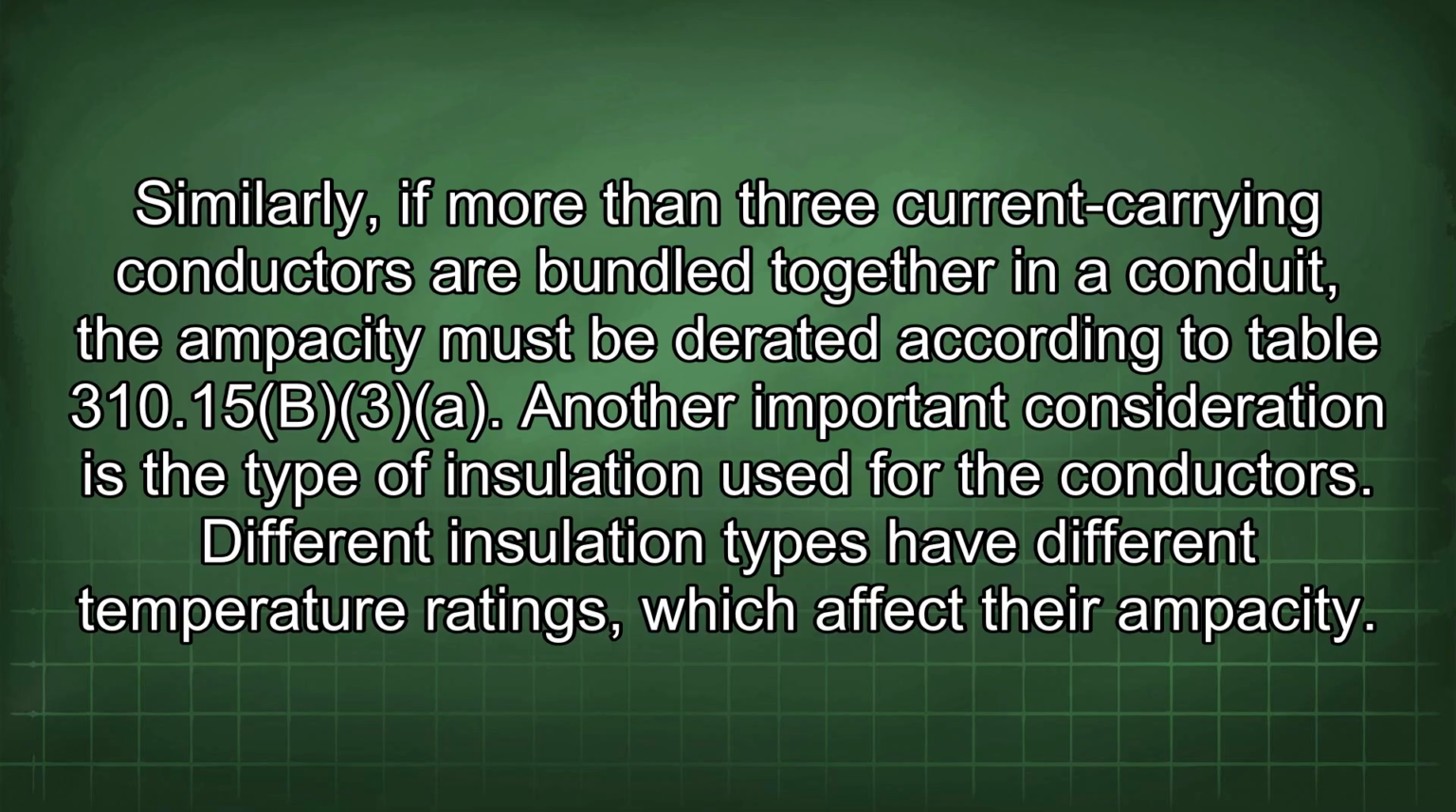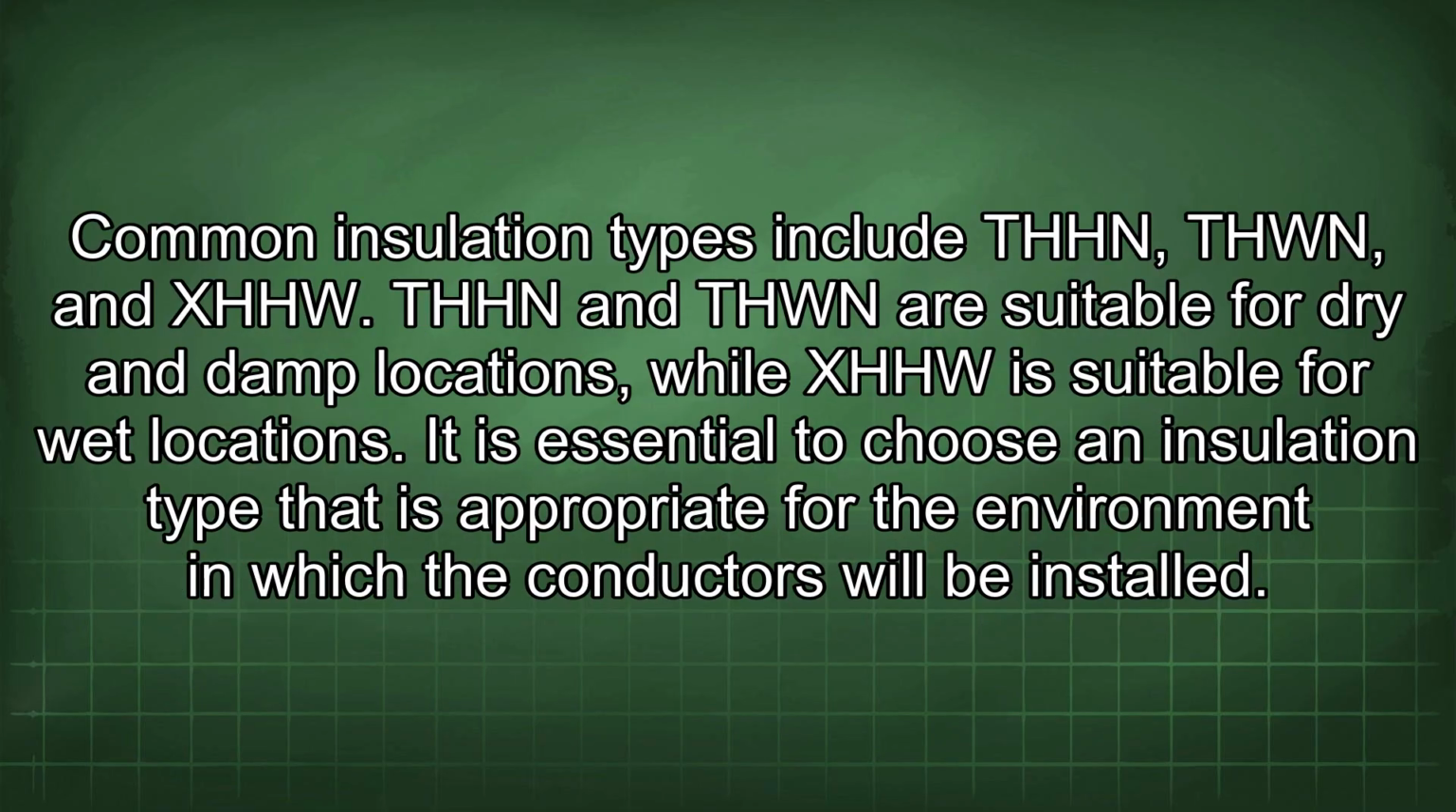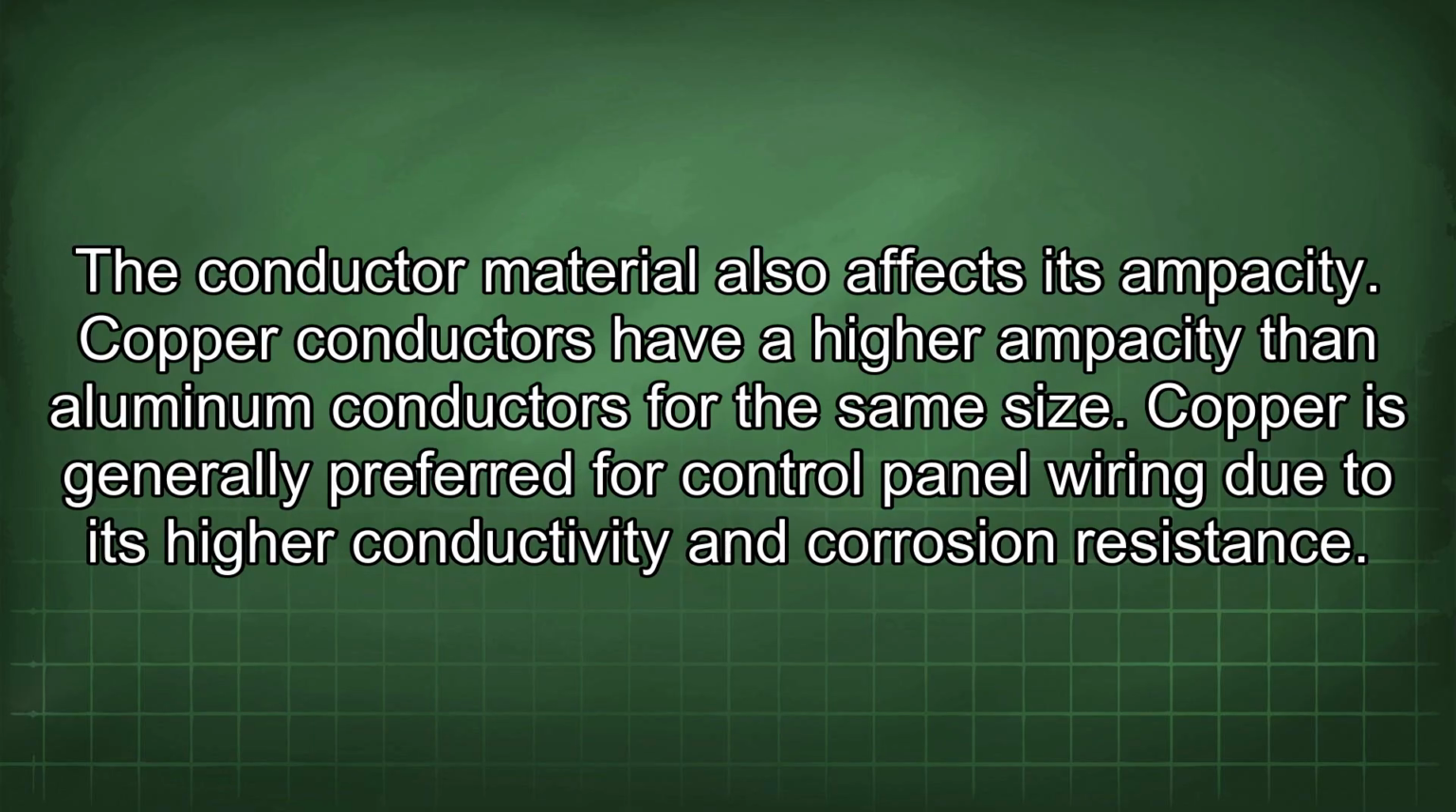Different insulation types have different temperature ratings, which affect their ampacity. Common insulation types include THHN, THWN, and XHHW. THHN and THWN are suitable for dry and damp locations, while XHHW is suitable for wet locations. It is essential to choose an insulation type that is appropriate for the environment in which the conductors will be installed. The conductor material also affects its ampacity.